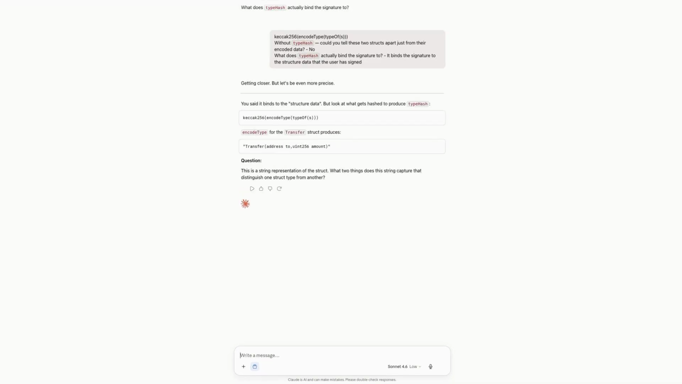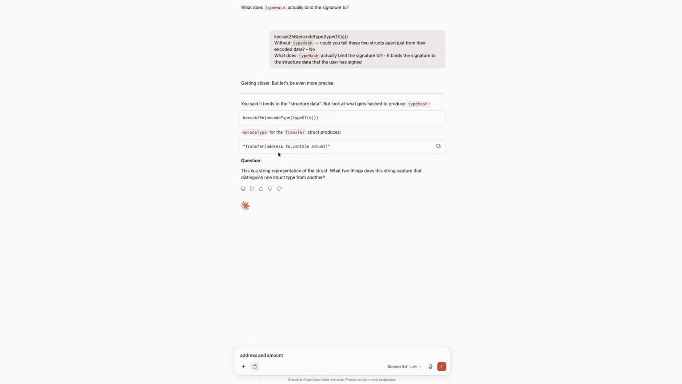Okay, you said it binds, but what? Look at what gets hashed to produce typeHash. Transfer(address to...) This is a string representation of the struct. What two things does this string capture that distinguish one struct type from another? Address and amount.